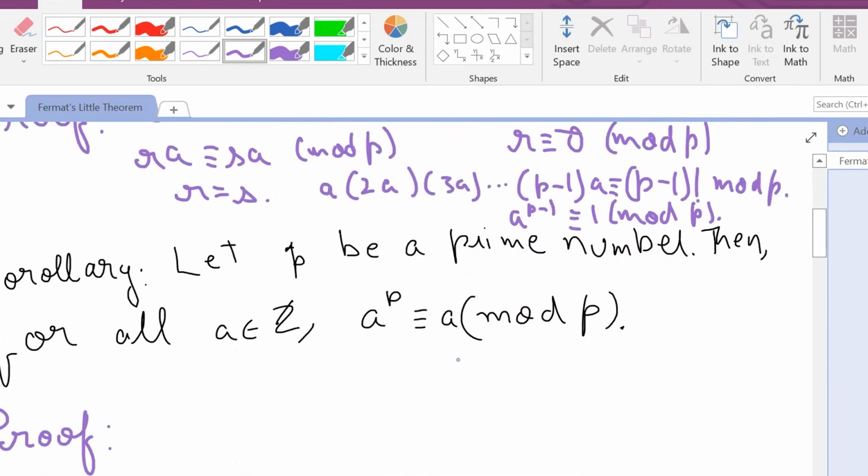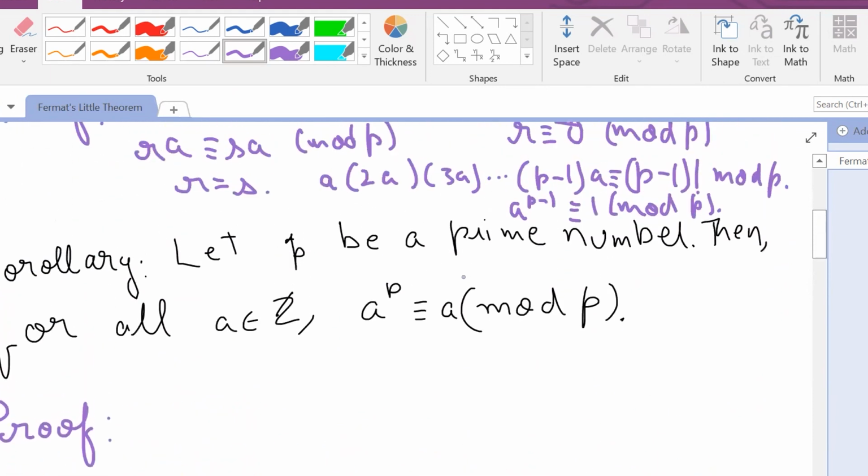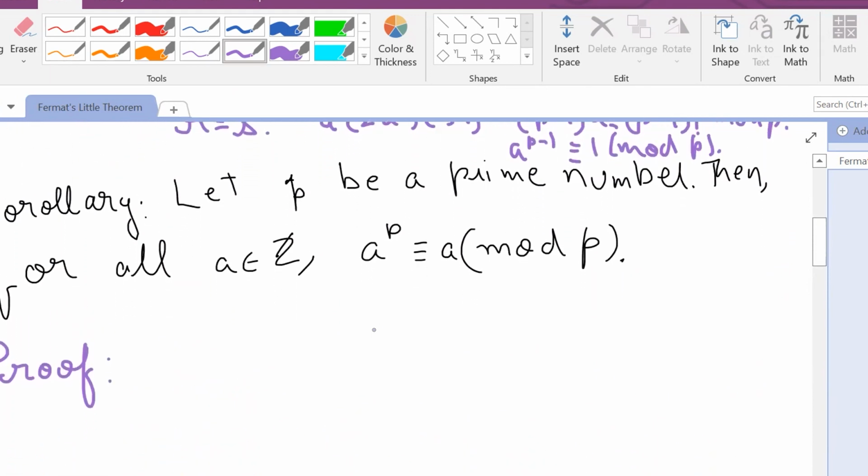But today we are going to move forward and start with the meat of the matter. Let us now look at a simple application of this theorem, which is a basic corollary. Suppose P is a prime number. Then for all integers A, we have that A to the P is congruent to A modulo P. Now, why is that true?